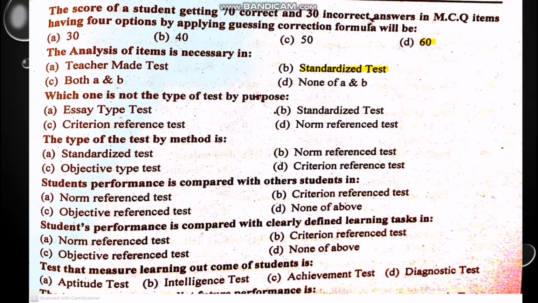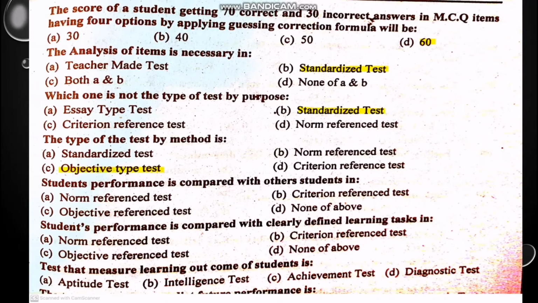Which one is not the type of test by purpose? As a type: standardized test, criterion reference test, norm reference test. So the right option is standardized test. The type of test by method is standardized test, norm reference test, objective type test or criterion reference test. So the right option is objective type test.